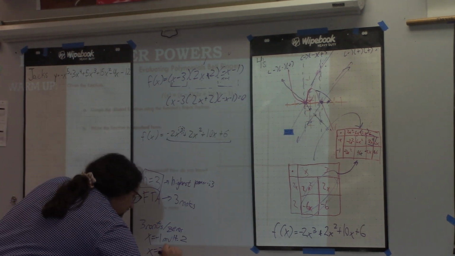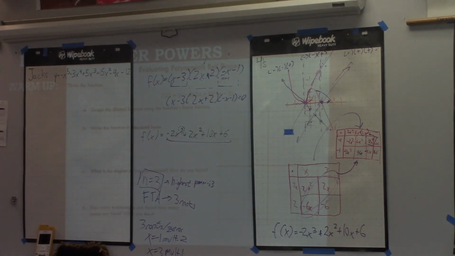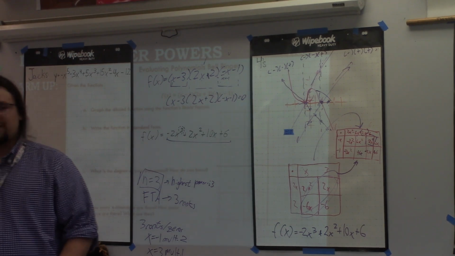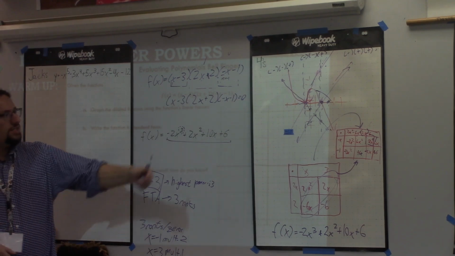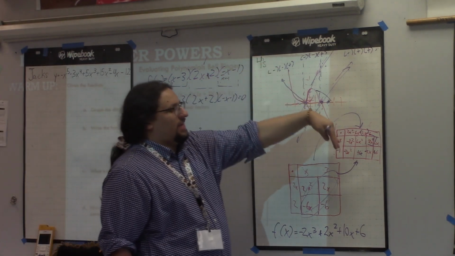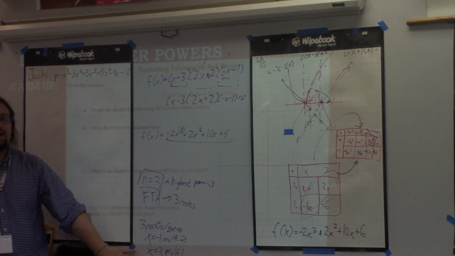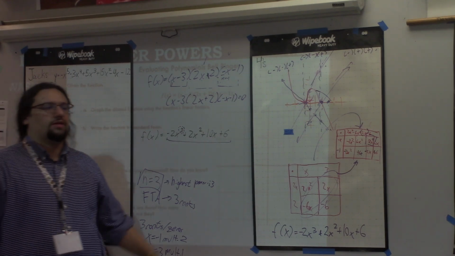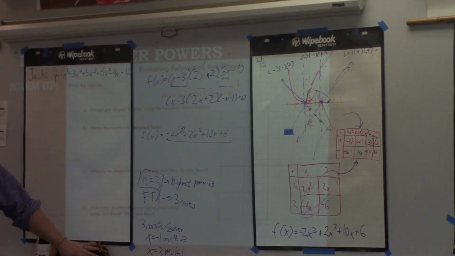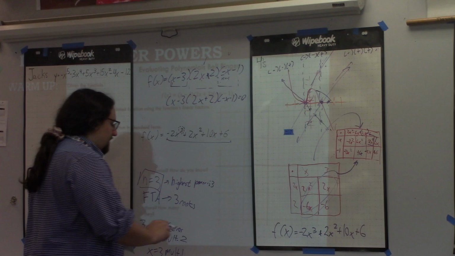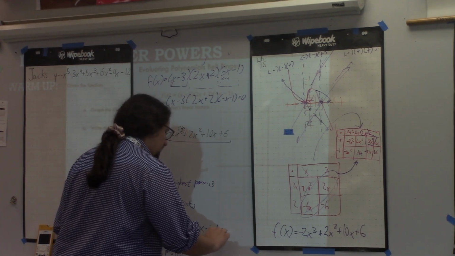How'd you know it would be 1? Because it goes all the way through. Do we agree with that? Yeah, so because we crossed the x-axis at x equals 3, that meant the multiplicity ended up being 1. Now, keep in mind, these are zeros. What are our x-intercepts?